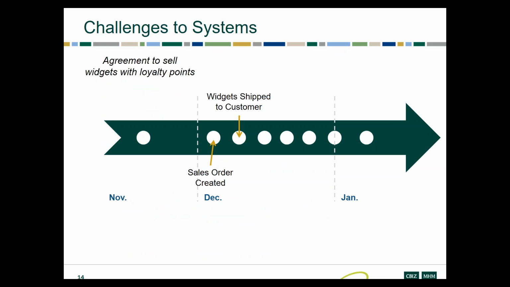Thank you, Rob. So we're going to walk through an example of a company that sells widgets but also has a loyalty point program. It'll bake in both the accounting for revenue recognition as it relates to loyalty programs, as well as the impact that it will have on systems. In the first slide, a sales order is created by our company in December, and then shortly thereafter, we ship our widgets to our customer.